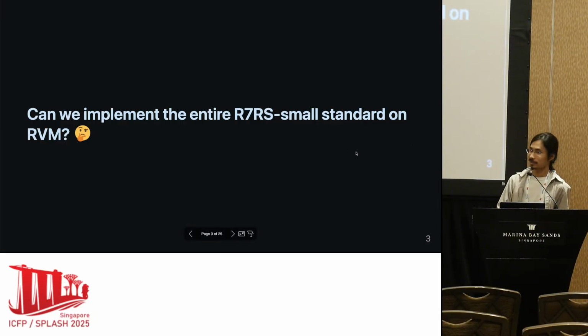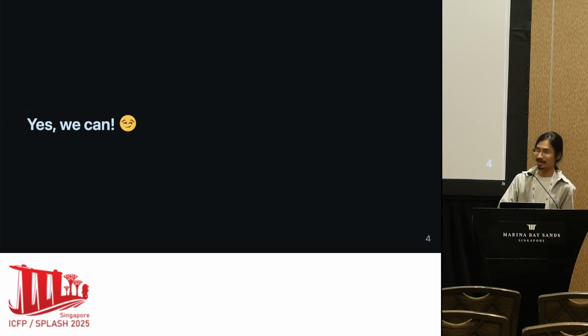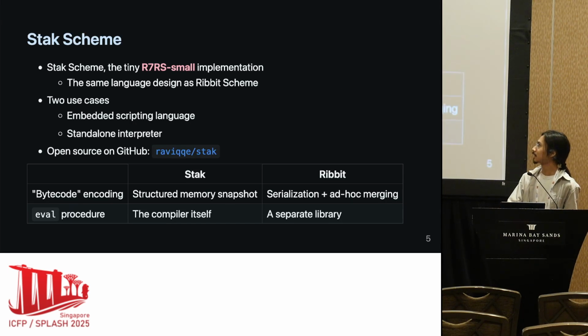So I was really interested in this project, and the question is, can we implement the entire R7RS-small standard on this virtual machine of Ribbit Scheme, RVM? The answer is yes, we did. So that's how the project of Stak Scheme started. It's an R7RS-small implementation, so it's quite bigger than Ribbit Scheme.